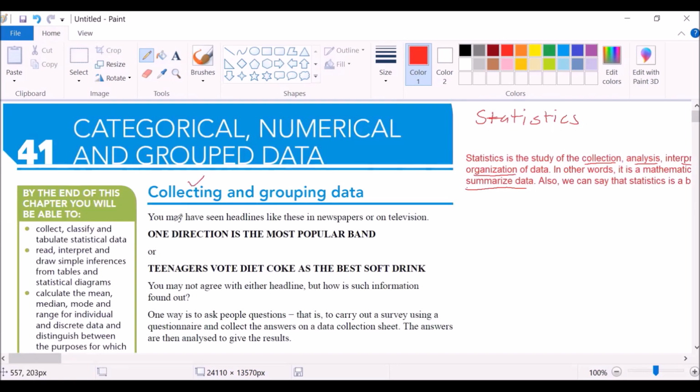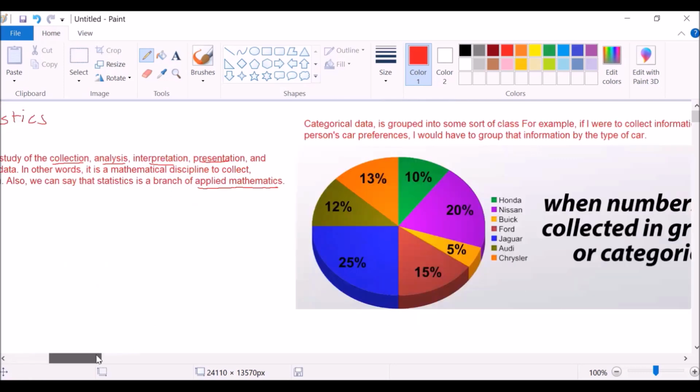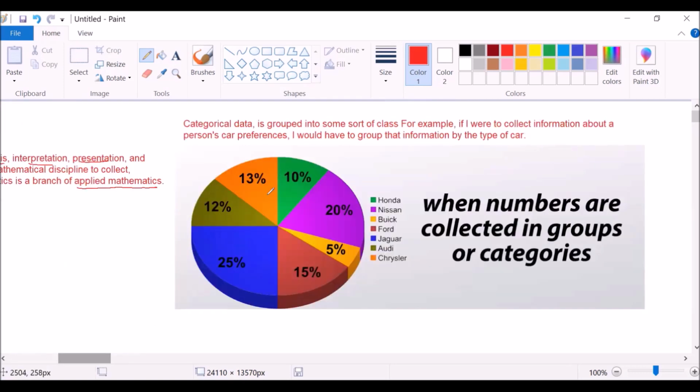So we'll start with collecting and grouping data. You may have heard headlines like One Direction, which is a band, is the most popular band, or teenagers voted Diet Coke as the best soft drink. Now, in order to come to that conclusion, such information is collected from a population or a sizable number of people so that they come to that conclusion. And they can present it in this way.